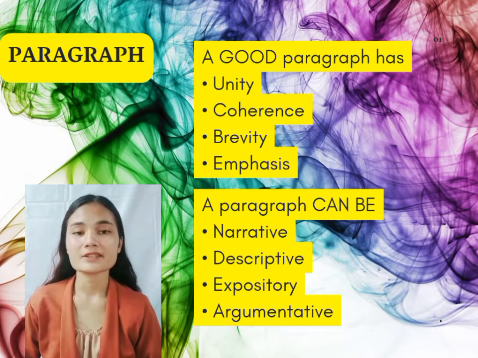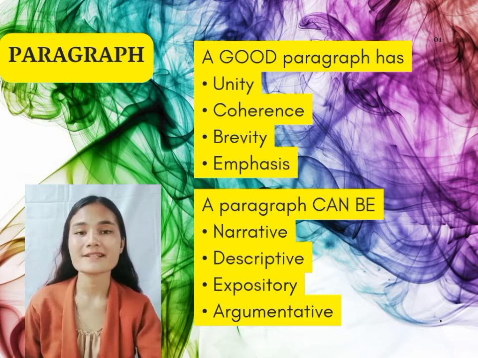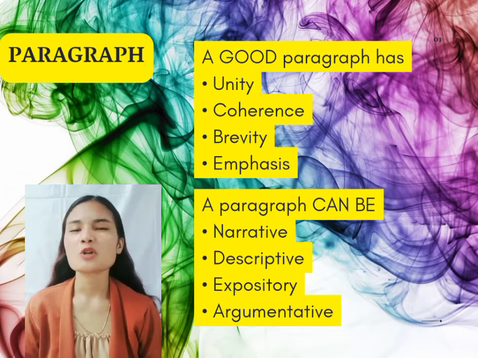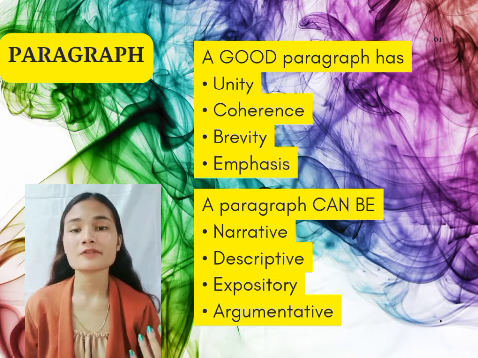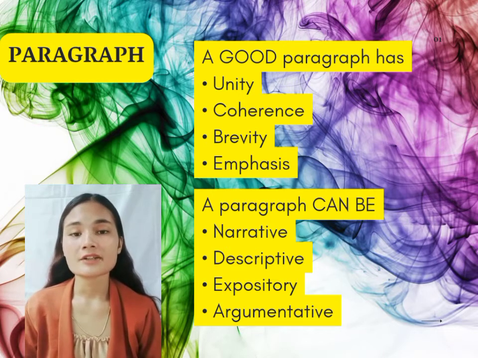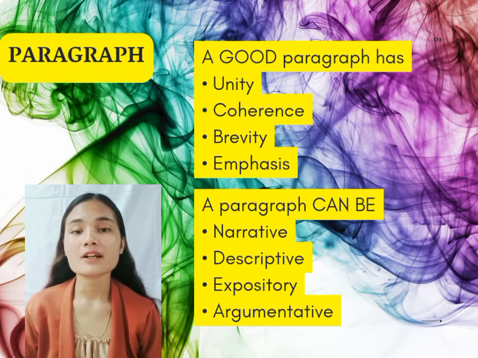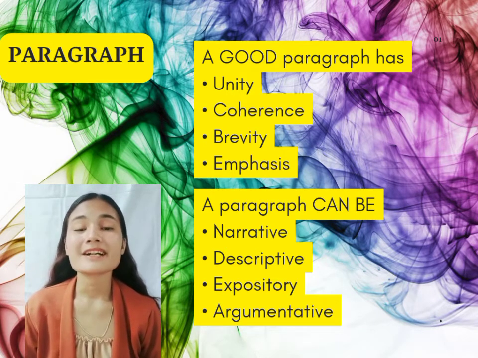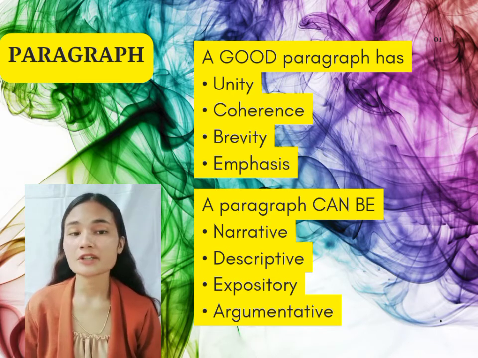Next is emphasis. So emphasis is a careful arrangement of words to give them special weight and prominence. So now, there are different forms in writing a paragraph. You can write a paragraph in either a narrative form, descriptive form, expository, or argumentative form. So first is narrative. In a narrative paragraph, it tells you a story or an event. So the story or event in a narrative paragraph should be arranged chronologically.